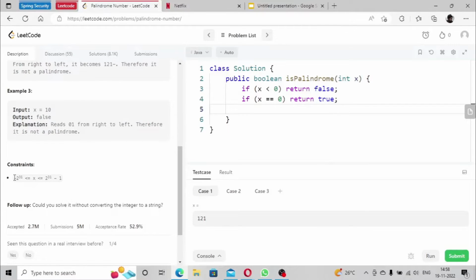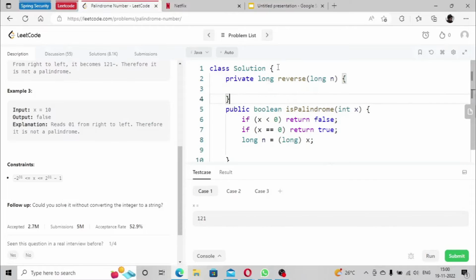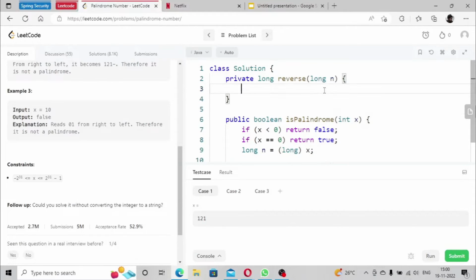Now the range of x is from minus 2 to the power 31 to 2 to the power 31 minus 1. But we cannot directly take its reverse because it may overflow or underflow. To avoid underflow or overflow, we can convert x from integer to long and then do the rest of the calculations. And I will create a function which will return the reverse of the given number. So it will return a long.